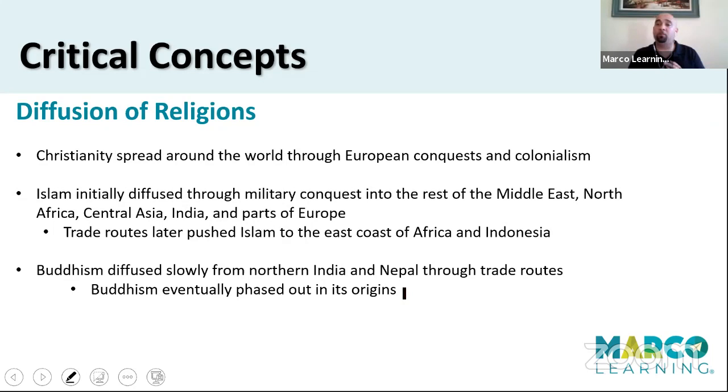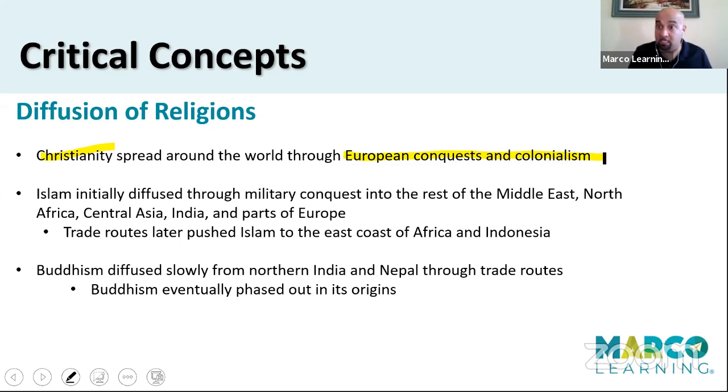Now, the physical act of how they became broad and global. Christianity spread throughout the world because of European conquest and colonialism. Tying this to Unit 4, colonialism and imperialism, remember the three G's: God, gold, and glory. Yes, they focused more on gold and plundering resources. Yes, they cared more about glory in terms of competing with one another for power.